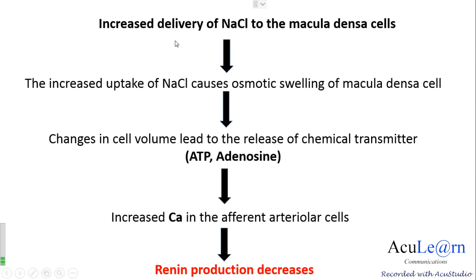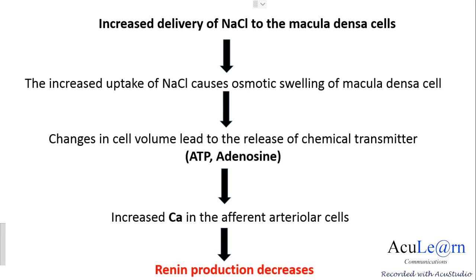So, when there is an increased delivery of sodium chloride to the macula densa cells, there will be increased uptake of sodium chloride by the macula densa cells, and this would cause the osmotic swelling of the macula densa cell. And this will change the cell volume, which in turn leads to the release of the chemical transmitter. The transmitter is identified as adenosine triphosphate or adenosine, which will act on the granular cells of the afferent arteriolar cells and thereby increase the calcium in the afferent arteriolar cells.